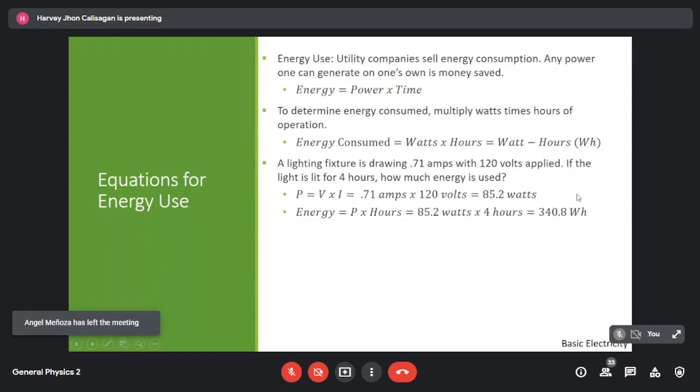We have our calculated power, which is 85.2 watts. Just substitute that times our given time. We have 4 hours, so you don't have to convert this hour into seconds or minutes, because we're talking about kilowatt hours. After multiplying the two, you'll get the product of 340.8 watts per hour, or actually 0.3408 kilowatts per hour.